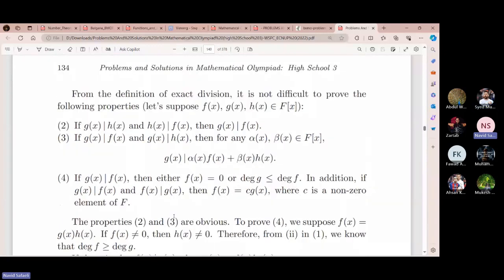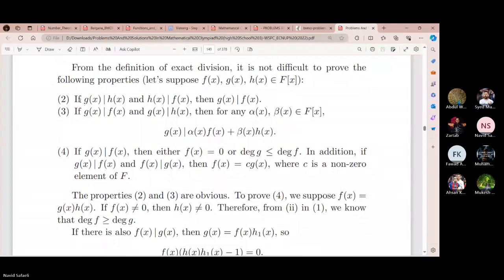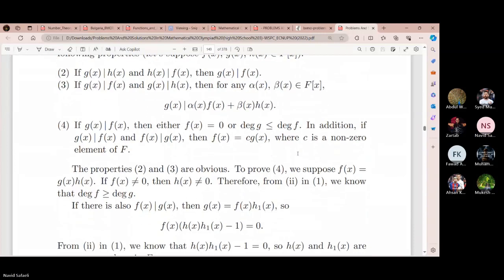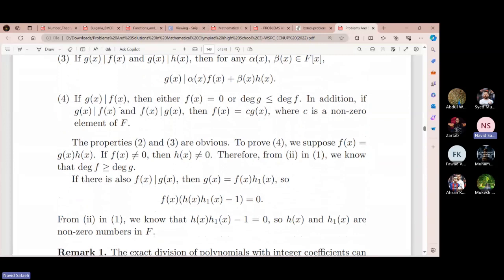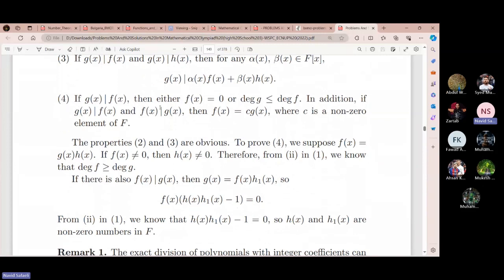So again, something very similar to divisibility in number theory holds here. If g divides h and h divides f, we have this. If g divides f and h, it divides all the combinations of f and h. And if g divides f, then either f is 0 or deg of g is less than or equal to deg of f. In addition, if g divides f and f divides g, this means that f and g are proportional.